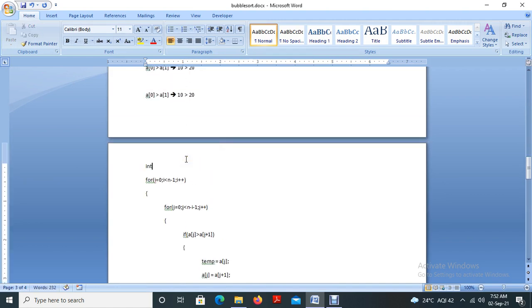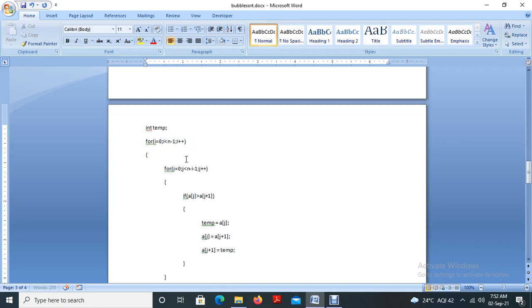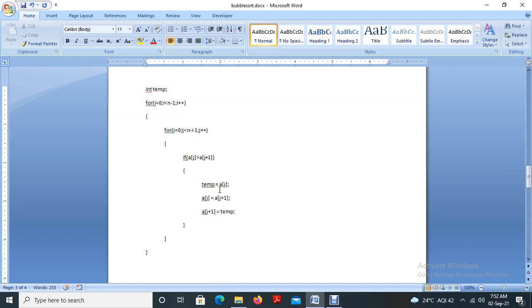I am not writing the full program because you have to write the full program. This is an explanation of the program. You have to complete the entire program and submit an assignment on this. I will enable it in Moodle.